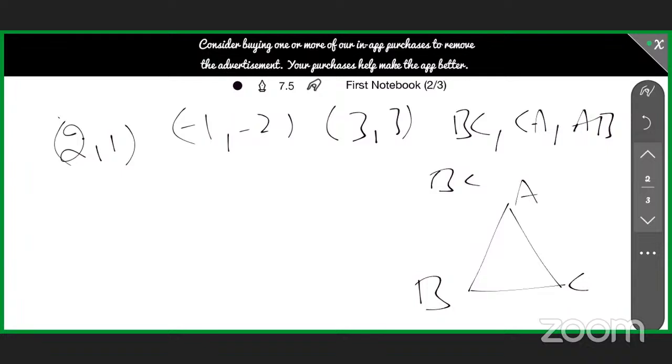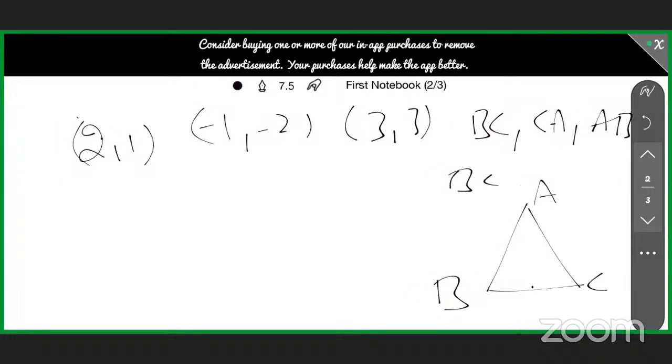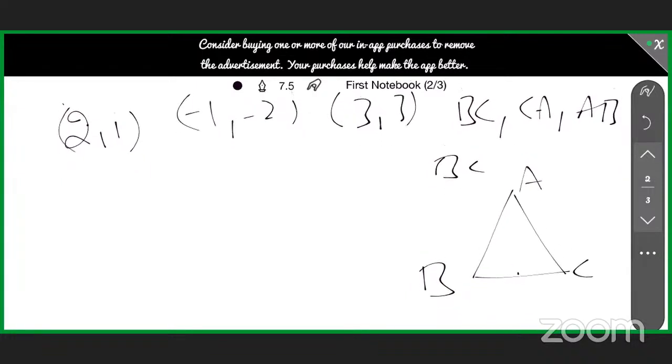These triangles have got some midpoints. Let us say BC. This is a midpoint. Let us mark it as D. The midpoint of CA, let us mark it as E. Now we have to find the equation of BC.